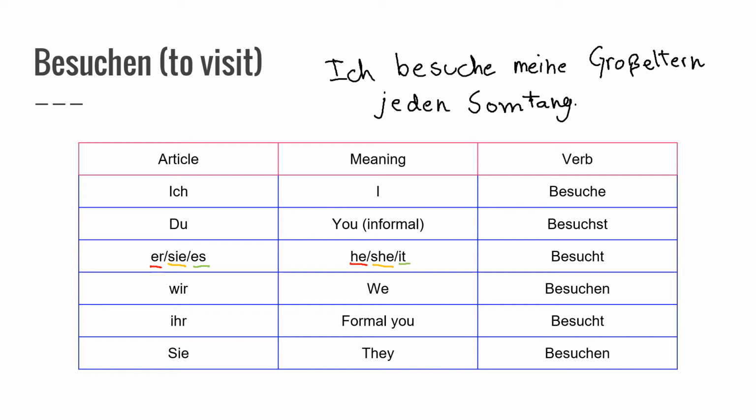So besuche is the verb conjugation of ich. That's why we write Ich besuche. If it would be wir, then the verb conjugation would change to besuchen because it differs. Hope you understood it. If you didn't, comment in the comment section below. I will clear your query. Thank you. Let's continue.